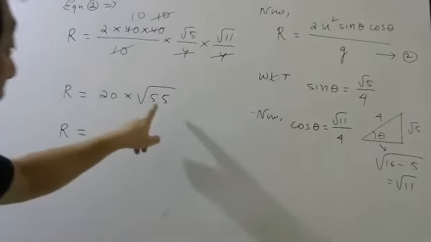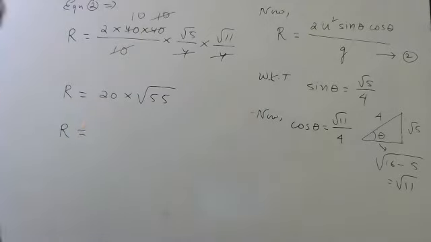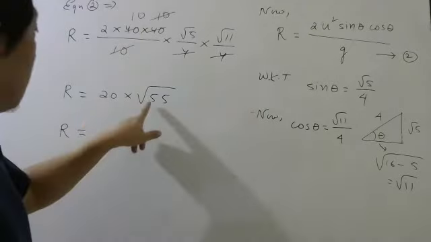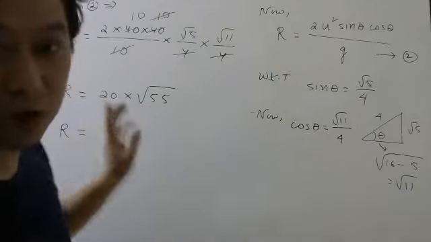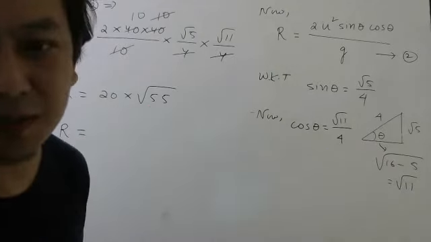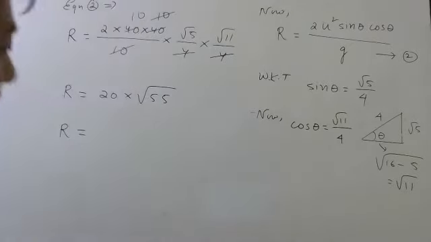Yeah, calculate root 55 and then multiply with 20. Root 55 will be around how much? 7 point something. 7 into 20 will be 140 something. So answer should be 140 something. Yeah, 148.32.